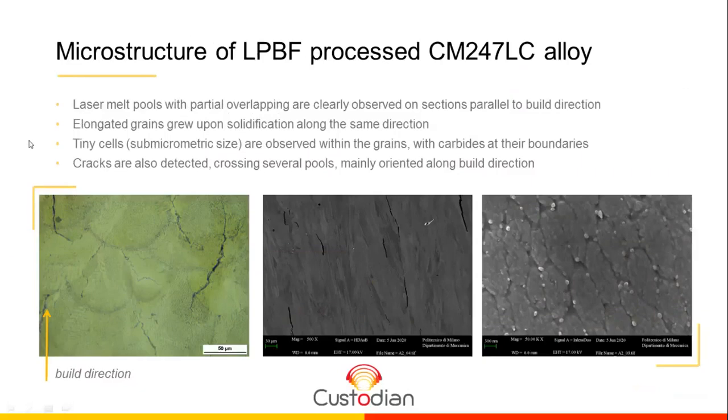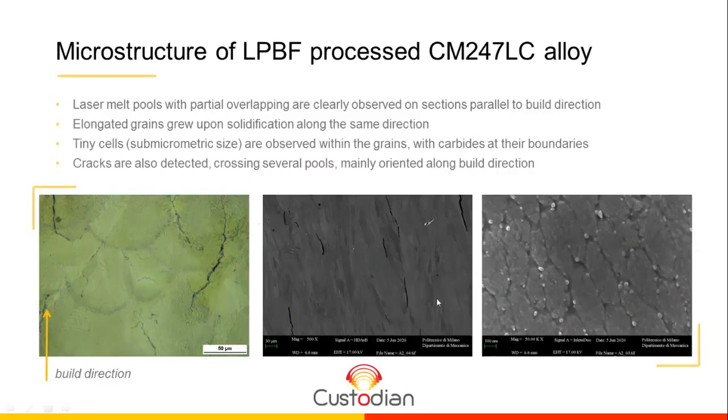That's the microstructure we can get even after parameter optimization. When you produce a section of the material, you can recognize in the microstructure the traces of the different melt pools. They are partially overlapped. When you go to higher magnification, you can see the columnar elongated grains that are growing almost in a vertical direction, which corresponds to the build direction.